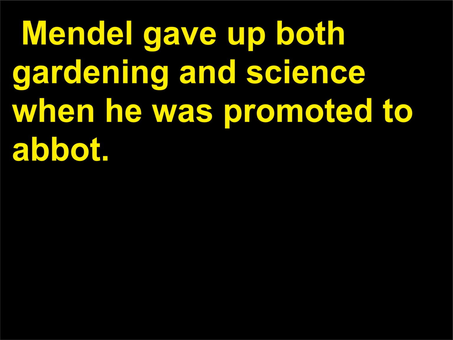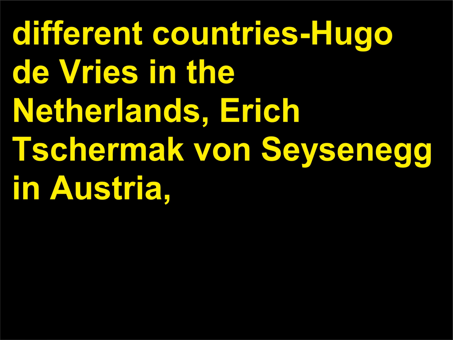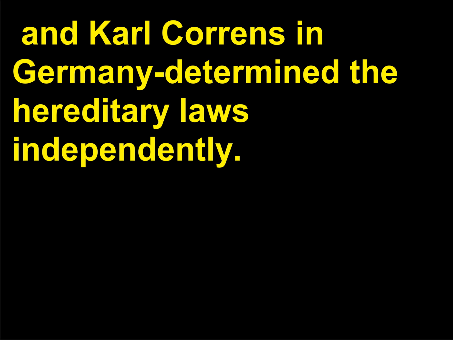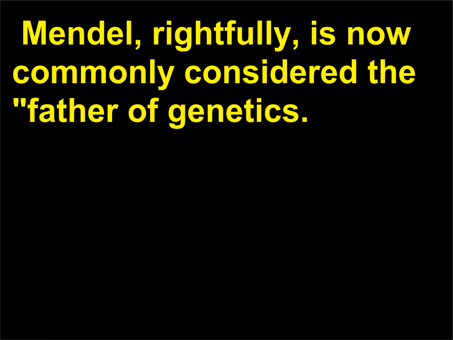Mendel gave up both gardening and science when he was promoted to abbot. Coincidentally, and amazingly, by 1900 three different biologists working in three different countries, Hugo de Vries in the Netherlands, Erich Tschermak von Seisnig in Austria, and Karl Correns in Germany, determined the hereditary laws independently. But they all knew about Mendel's work, graciously giving the credit for the findings to him. Mendel, rightfully, is now commonly considered the father of genetics.